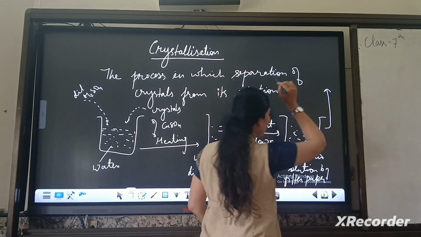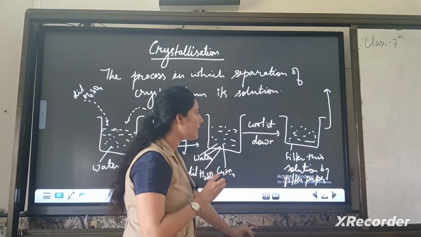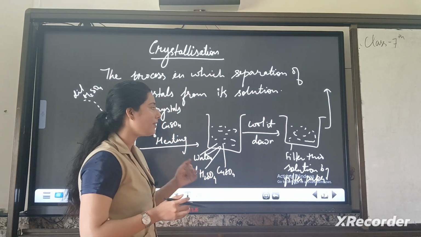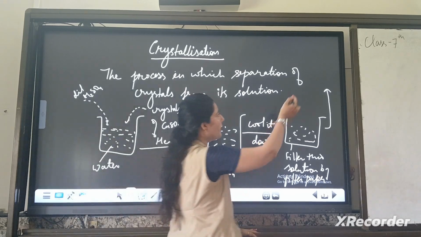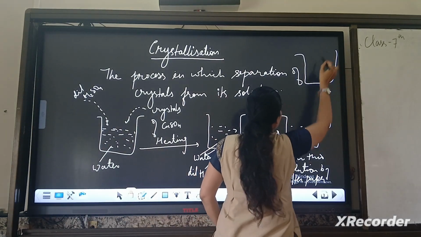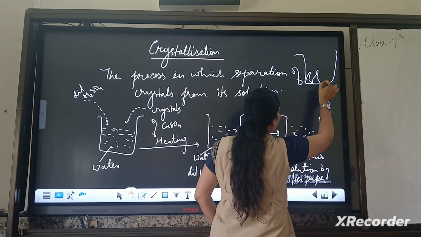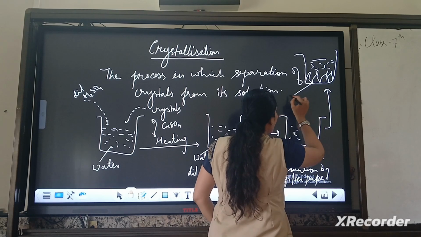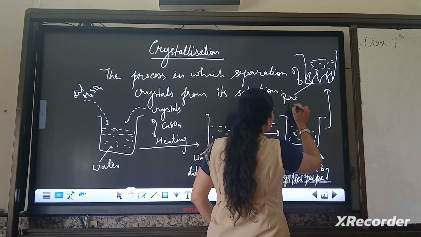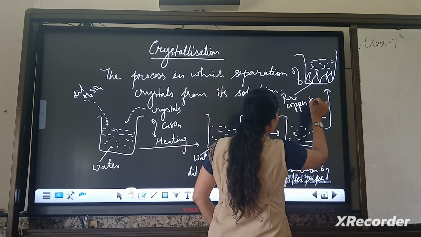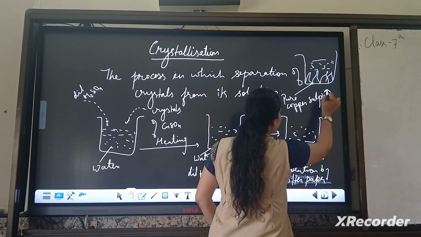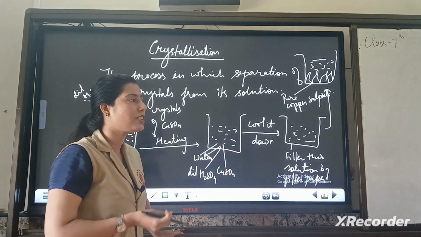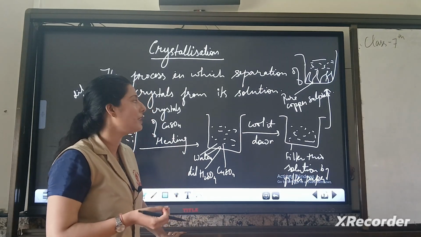Just see here, I am moving upward. After some time, you just leave this solution, and what do you see? After an hour, you see some crystals get deposited at the bottom, and these are crystals of pure copper sulfate. Okay, this is the complete process of crystallization, and in this process we get the pure crystals of copper sulfate.